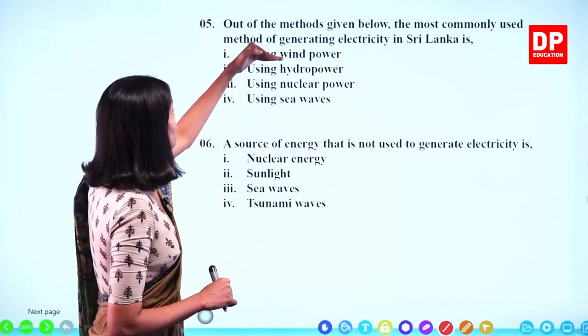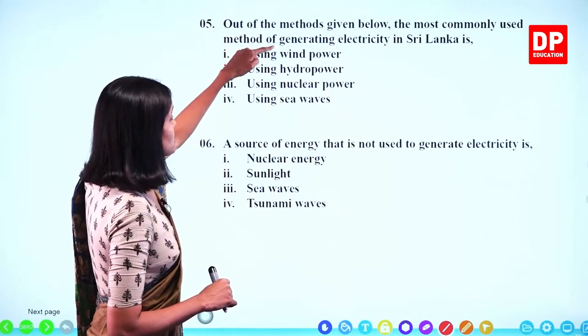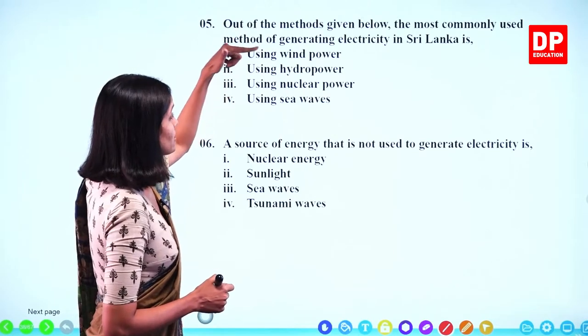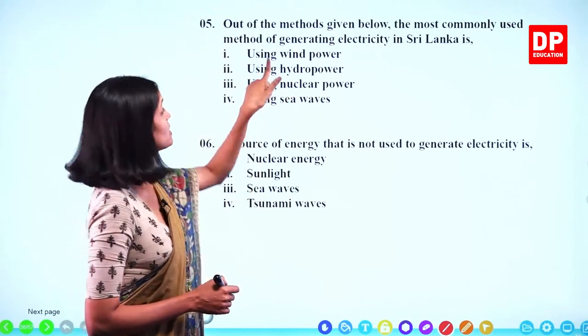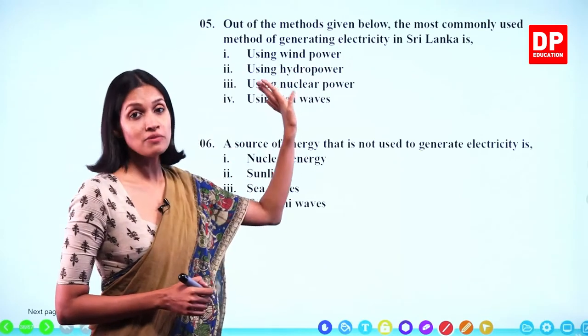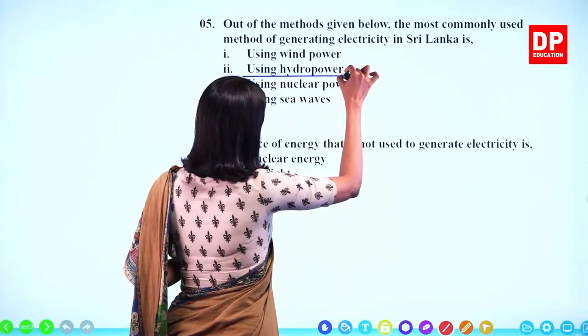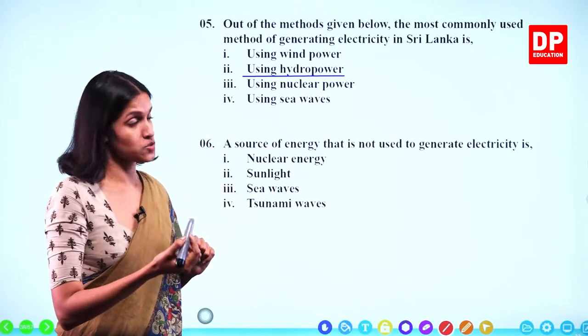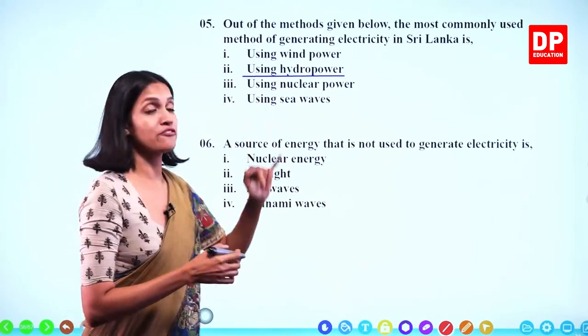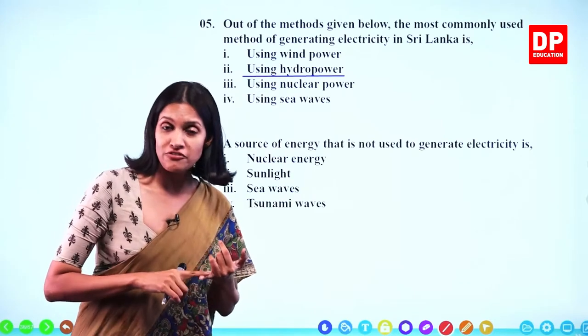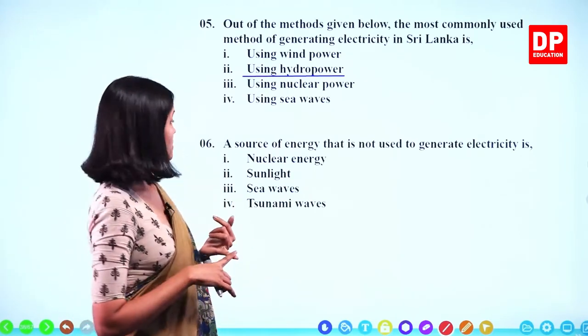Right? So out of these four methods, using wind power, using hydropower, nuclear power and sea waves, using hydropower is the most common method. Hydropower and thermal power as well, okay? And also apart from that, we have fossil fuels, diesel power plants as well, right?